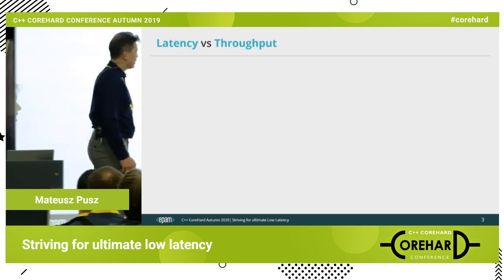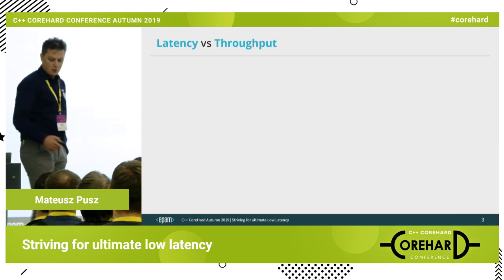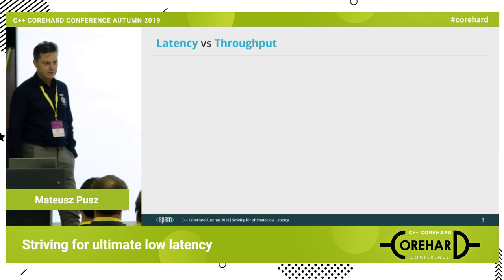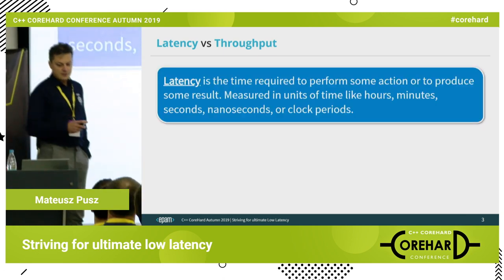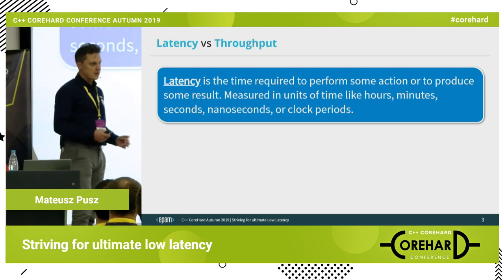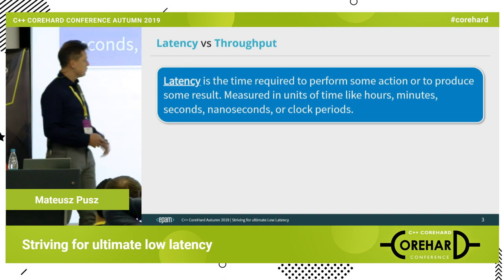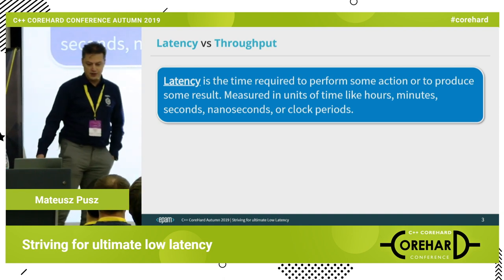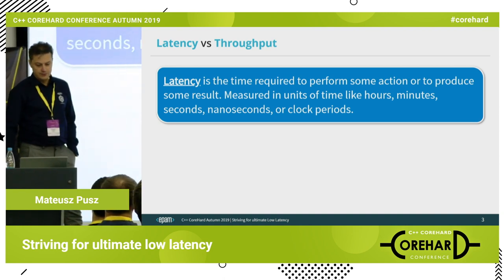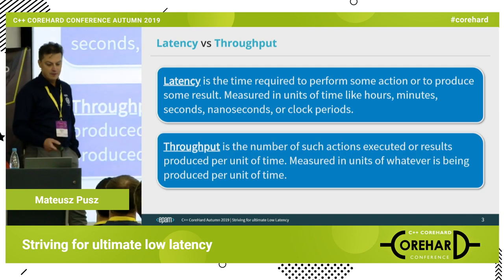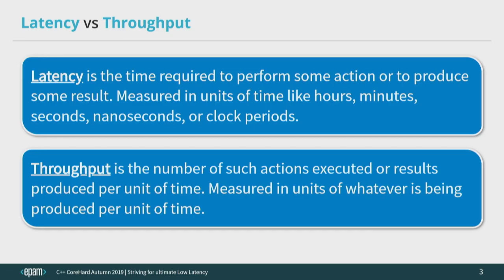Before we talk about some details, we have to know what latency and throughput are. Latency is the time required to perform some action from the beginning to the end. It's measured in units of time, like hours, minutes, seconds, and so on. Throughput is the number of such actions that happen during a specific time frame. So it's measured in, for example, units per time.